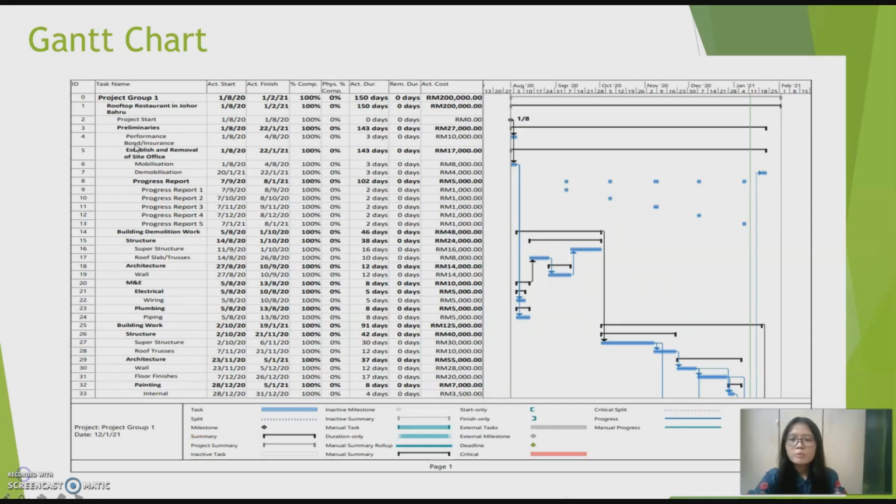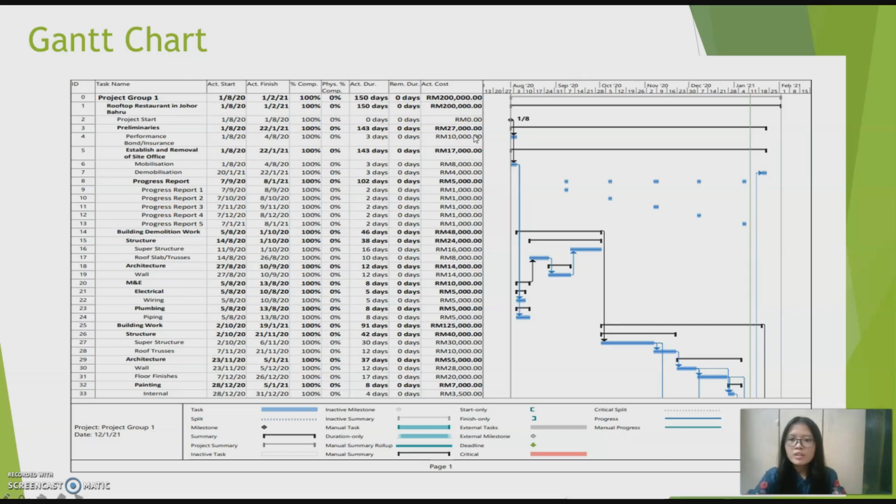The project of the rooftop restaurant in Johor Bahru begins with the preliminaries after the project start. The sub-activities are the performance bond or insurance and the establishment and removal of the site office, with the work tasks of mobilization and demobilization. There are also 5 progress reports, which are 5 occurrences that start on the 7th of each month. This activity takes 143 days and the cost is 27,000.